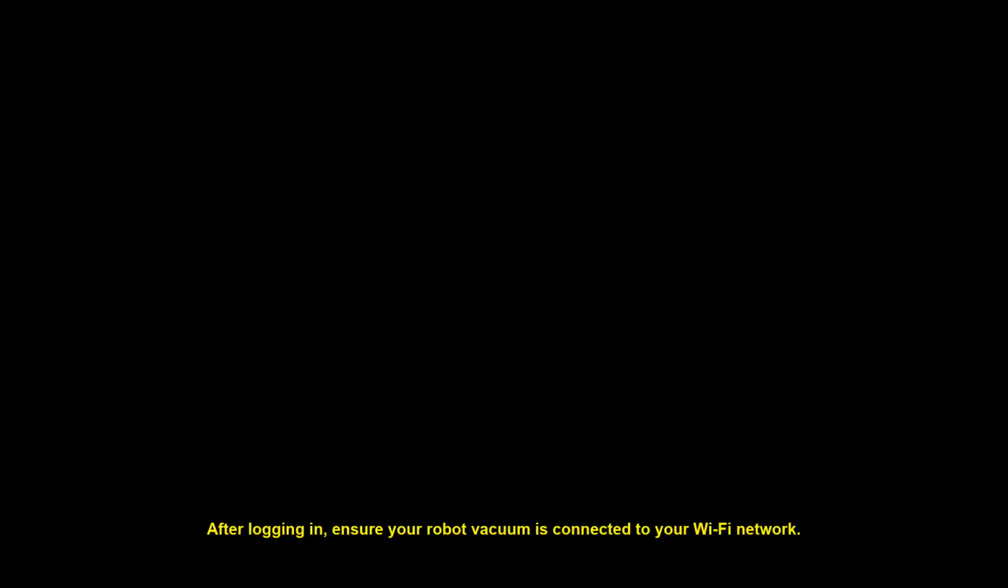After logging in, ensure your robot vacuum is connected to your Wi-Fi network. If prompted, allow the app to access your location for easier setup. Once connected, you will see the home page of the iRobot Home app.